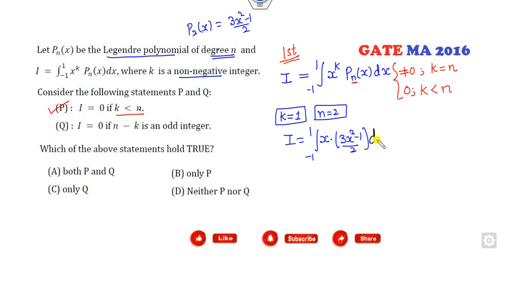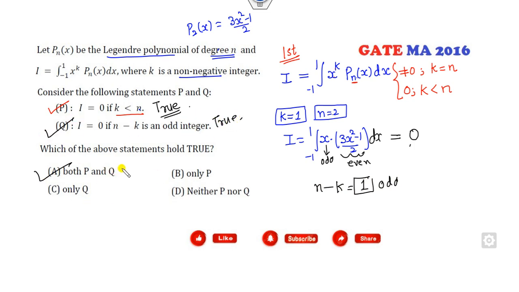Now there is no need to solve them, because this is an even function and this is an odd function. So when you integrate them, it will be 0. So this is a correct statement. Now it will be 0 if n minus k is an odd number. Again you can see that, what is n minus k? n minus k is 1, which is an odd number, so again it will be 0. So this is also a correct statement. So both A and B, P and Q, are correct statements.